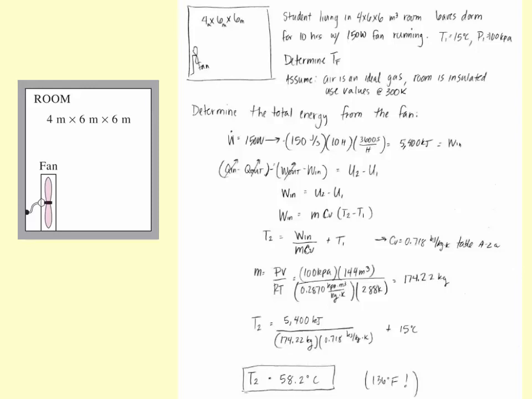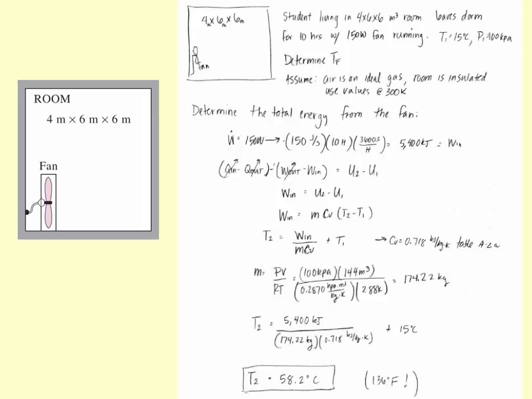15 plus 273 is 288 Kelvin, right? Okay, so if we plug in all the numbers for that, we get our mass is 174.22 kilograms. And then now we can finally solve this equation. So we have our work in is equal to 5,400 kilojoules. We divide through by the mass, which is 174.22 kilograms.